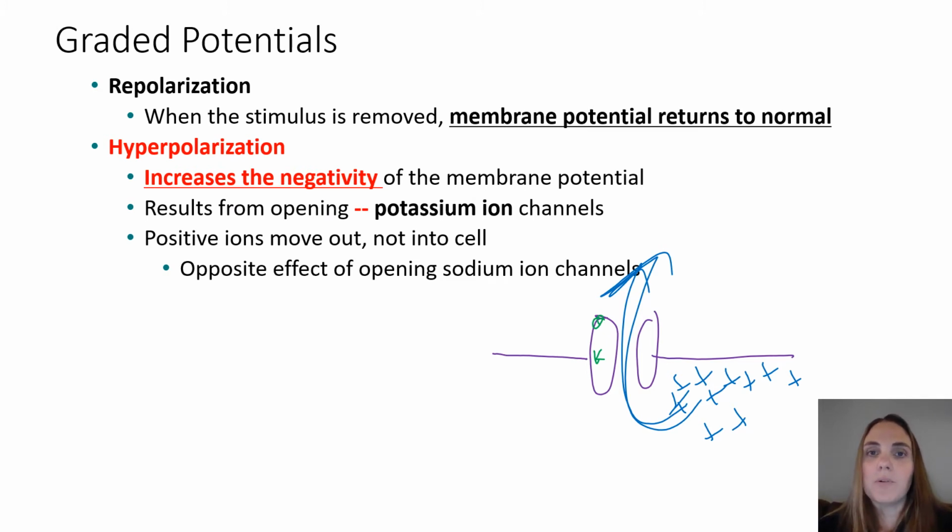And that's called hyperpolarization. Once that stimulus is removed, so if we get rid of this little ligand, this gate closes back up, then our membrane will repolarize, such as using the sodium-potassium pump to reverse that exiting of potassium, bring the potassium back in, and that will repolarize the cell membrane and return it to its resting membrane potential.